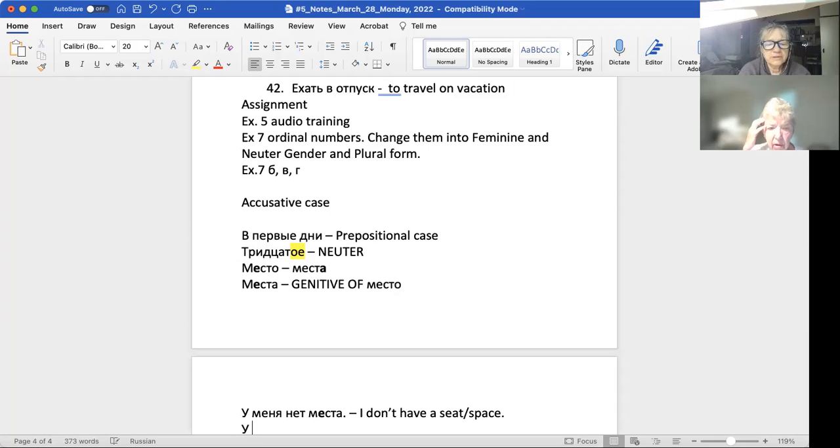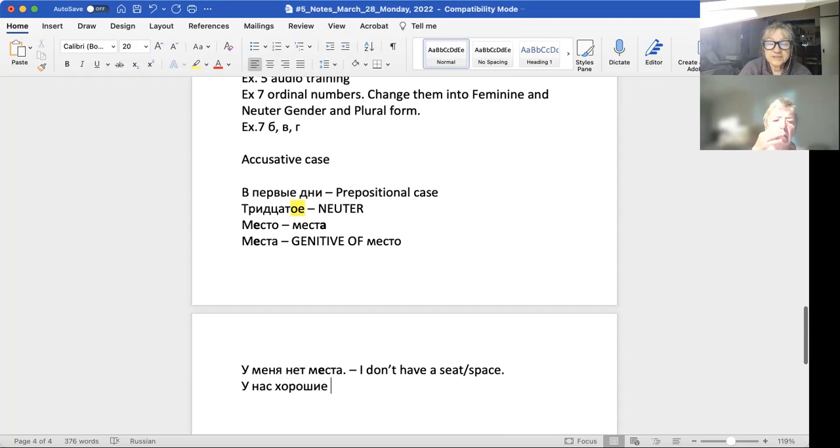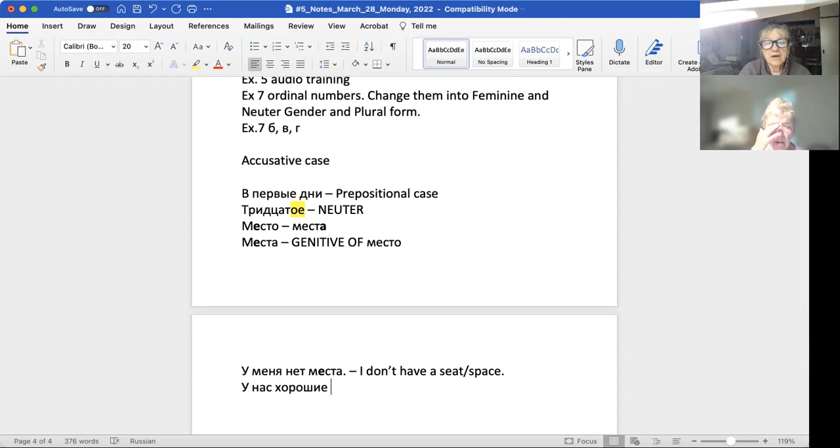And у нас хорошие. We have good seats in the theater, for example. We have to say what? У нас хорошие места. See, that's the difference. У нас хорошие места. Места is under stress. У нас хорошие места because it is plural. Right. We have good seats. All right. See? У нас хорошие места. Good.